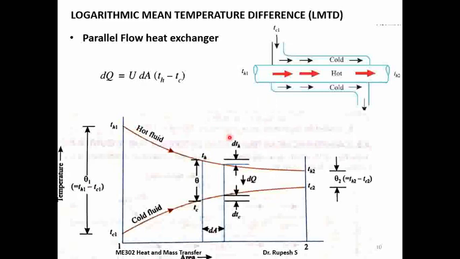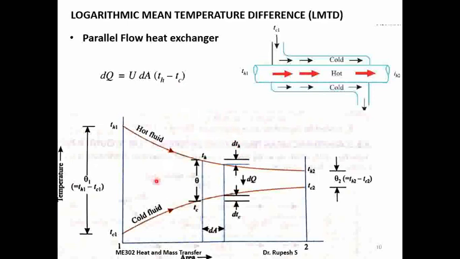Consider a parallel flow heat exchanger. As I mentioned earlier, the temperature difference between the hot and cold fluid varies continuously throughout the entire length of the heat exchanger. To find the total heat transfer rate associated with the heat exchanger, we will consider an elemental section, evaluate the heat transfer through the elemental section, and integrate it over the entire length of the heat exchanger to get the total heat transfer rate.